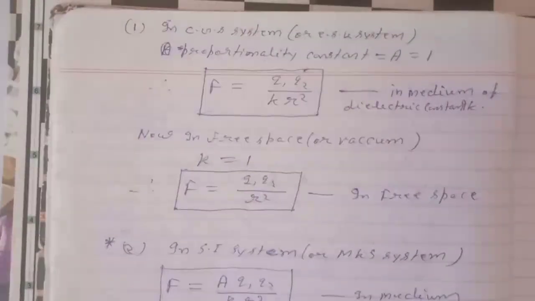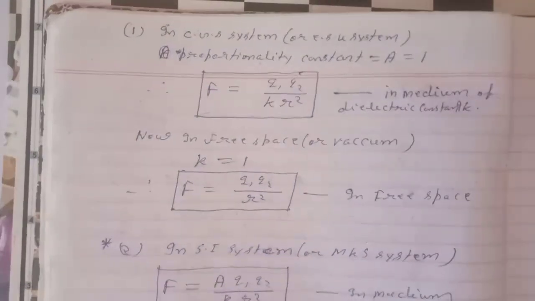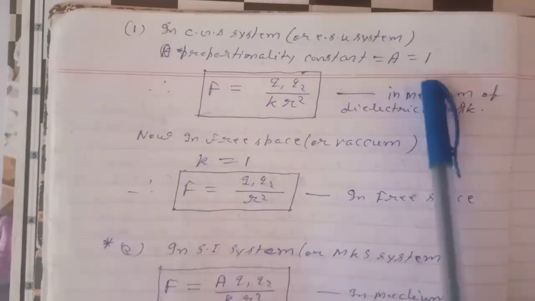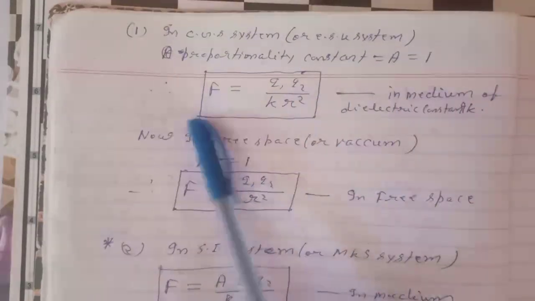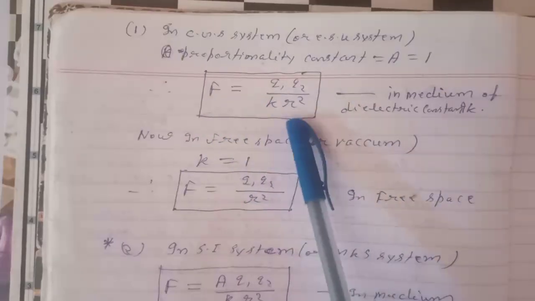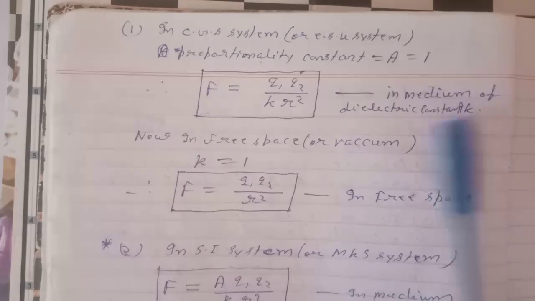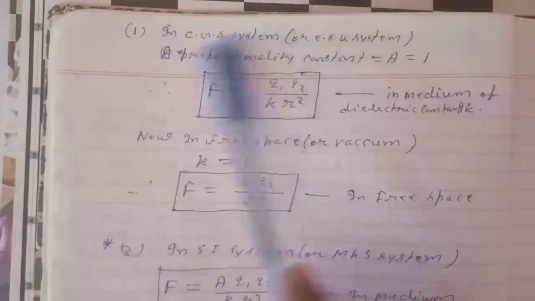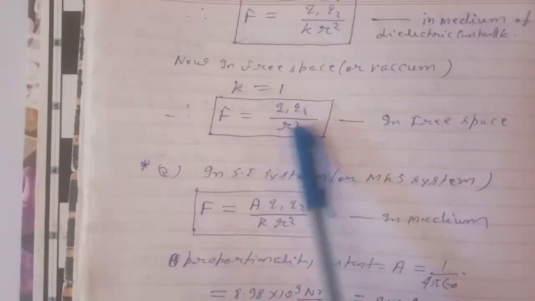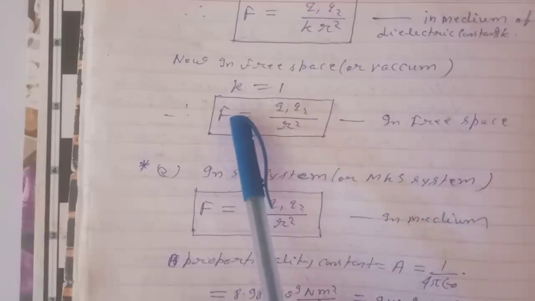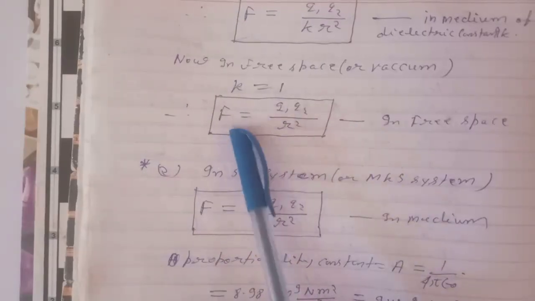Now, in CGS unit or ESU system, the proportionality constant A equals 1. So F equals Q1 Q2 by K into R square in a medium of dielectric constant K. Now in free space or vacuum for CGS unit, K equals 1. Hence F equals Q1 Q2 by R square in free space. This will be the formula in CGS unit for force.